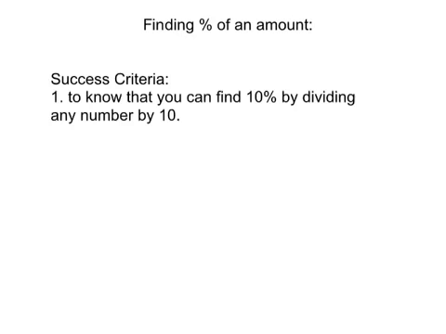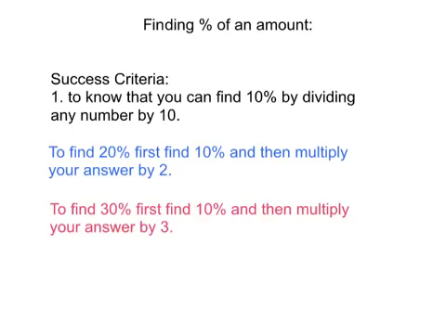And once you've found 10%, you can use 10% to also work out 20%, 30%, 40% by multiplying your answer by 2, 3, 4. So to find 20%, you'd first need to find 10% and then multiply your answer by 2. So if I was finding 20% of 20, I would start off by doing 20 divided by 10, and 20 divided by 10 is 2. I'd then multiply my answer by 2 to give me 20%. So that's going to give me an answer of 4 altogether.